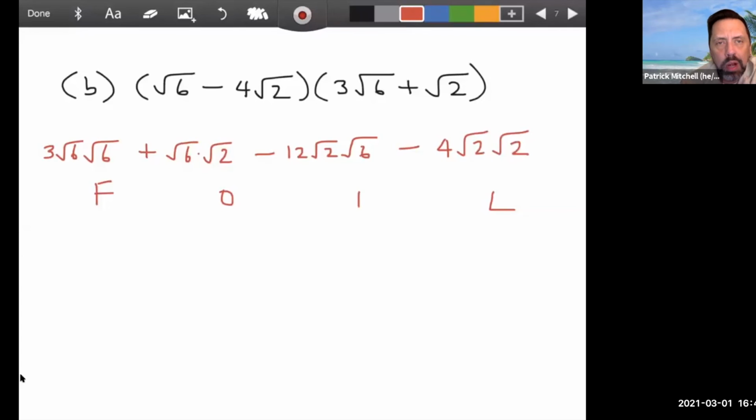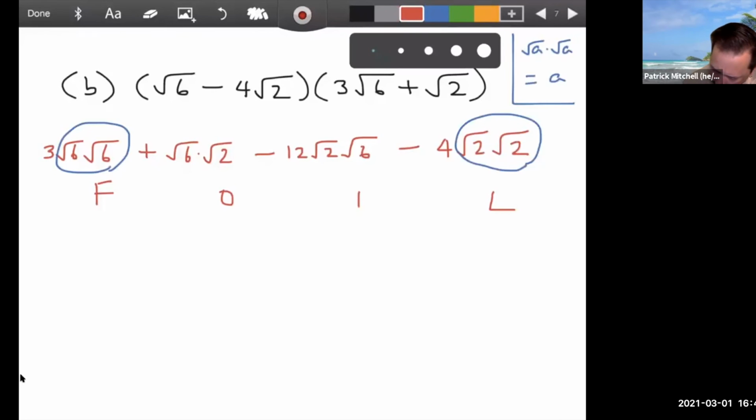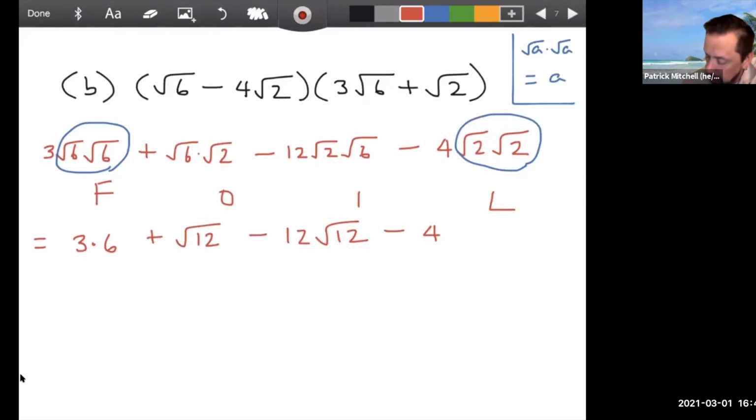So you remember what I told you on the last slide? Important concept: the square root of a times the square root of a is just a. So I'm going to use that here, and I'm also going to use it here. That's going to give me 3 times 6, because the square root of 6 times the square root of 6 is just 6. Let's write this as the square root of 12. This will be minus 12 square root of 12. And then this will be minus 4 times the square root of 2 times the square root of 2, which is just 2.